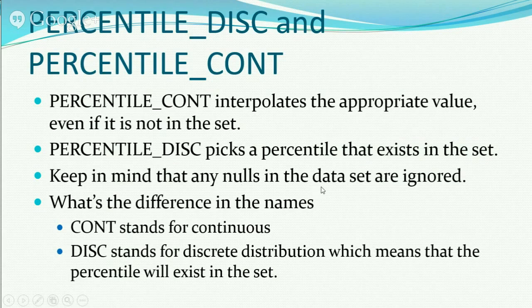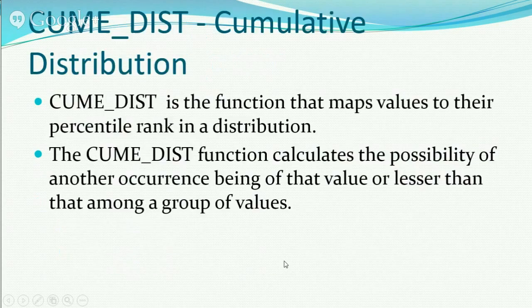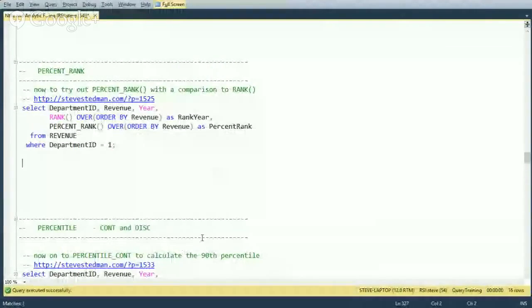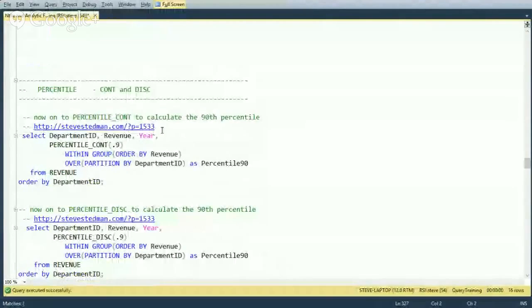Keep in mind that any nulls are ignored, and percentile cont stands for continuous, percentile disc stands for discrete. And let's just jump in and see how that works. And again, a couple of blog posts here that talk about this in more detail. Department revenue in year.